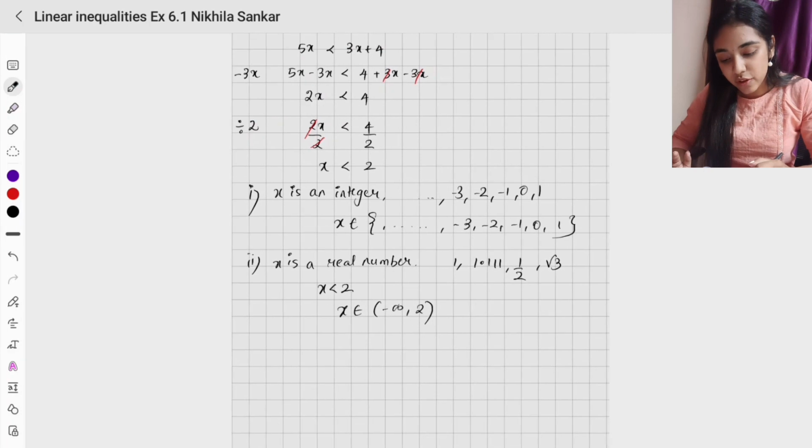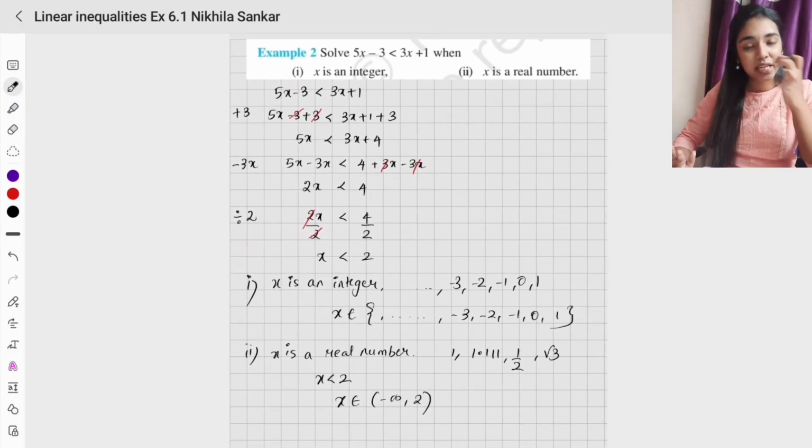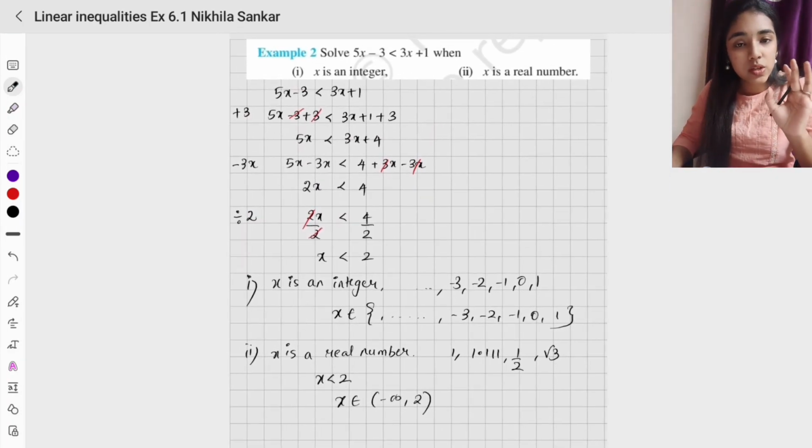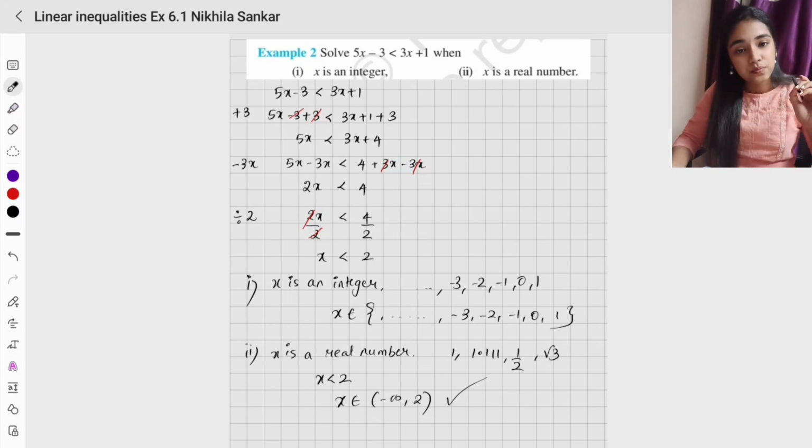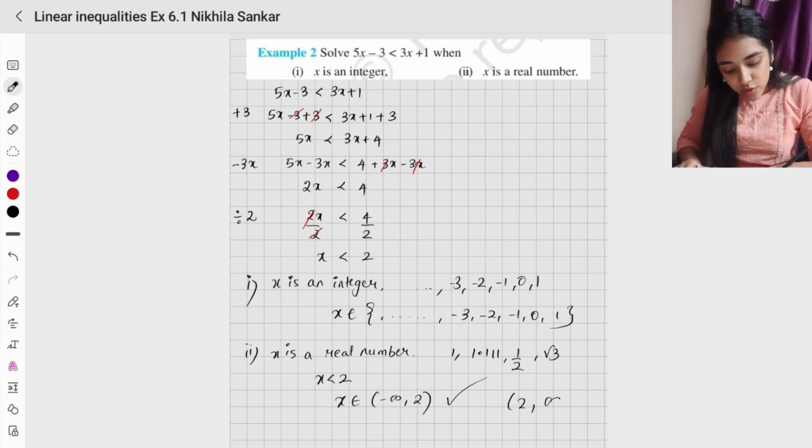Okay, so this is how you write for real numbers. Henceforth we are only going to deal with real numbers. We are not going to look at integers and natural numbers. We are only going to deal with real numbers. So you know how to write the range. If x is less than 2, we'll have all the values from minus infinity to 2. If x is greater than 2, all the values from 2 to positive infinity.